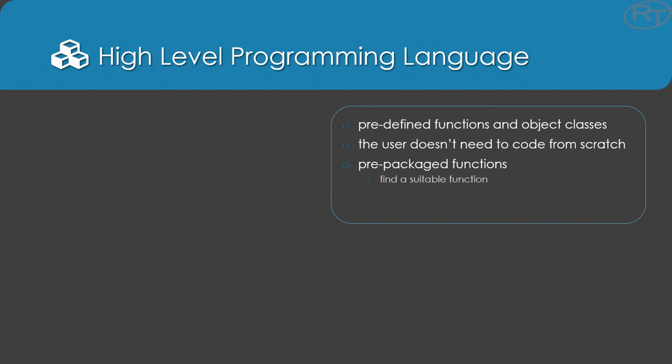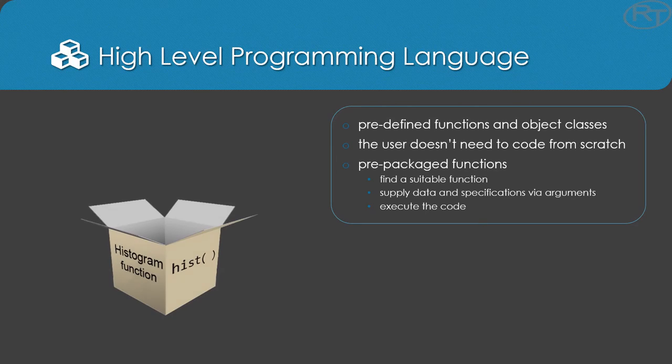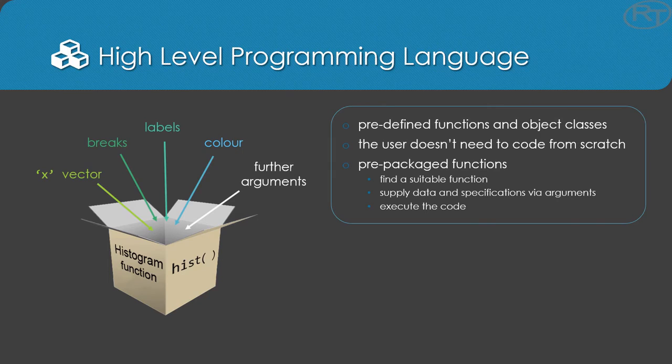Your task is only to find a proper function and supply the correct specifications to the function in form of arguments. That makes it much easier compared to low-level languages like C, where you have to tell the computer bit by bit what it should do. Plotting a histogram is as simple as typing hist(x) in R. That would be impossible in C. Your responsibility as a programmer has now shifted from building a function totally from scratch to programming a pre-packaged function in accordance with your needs.